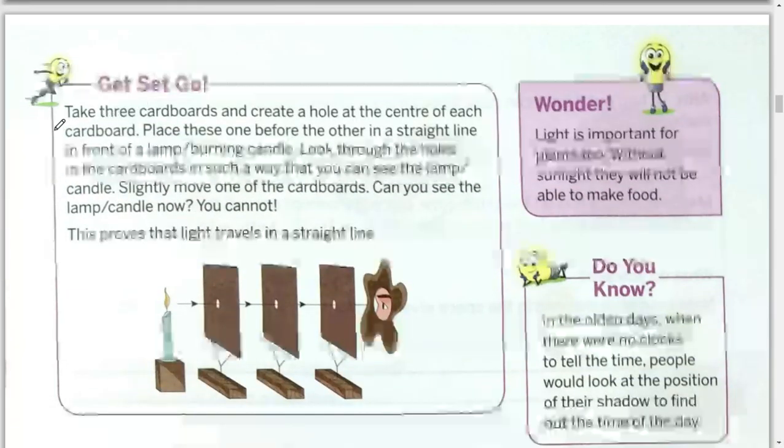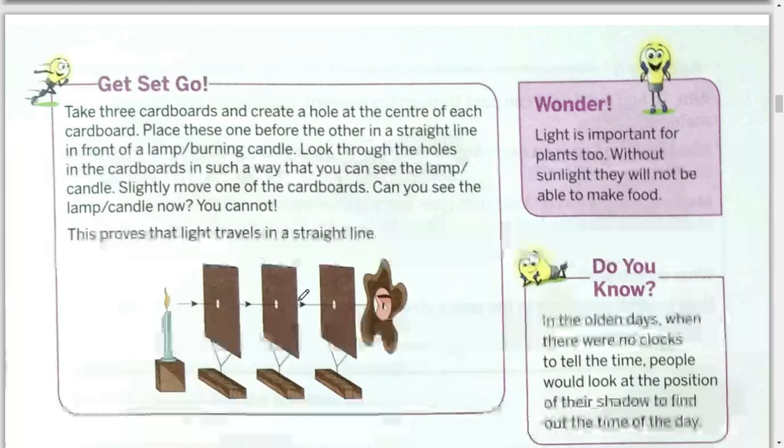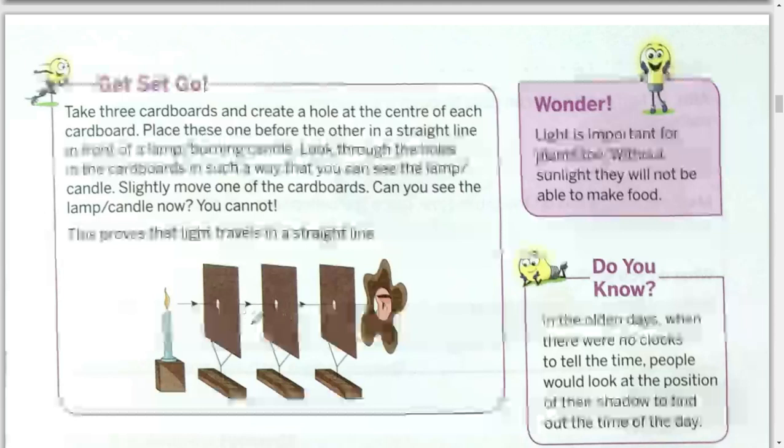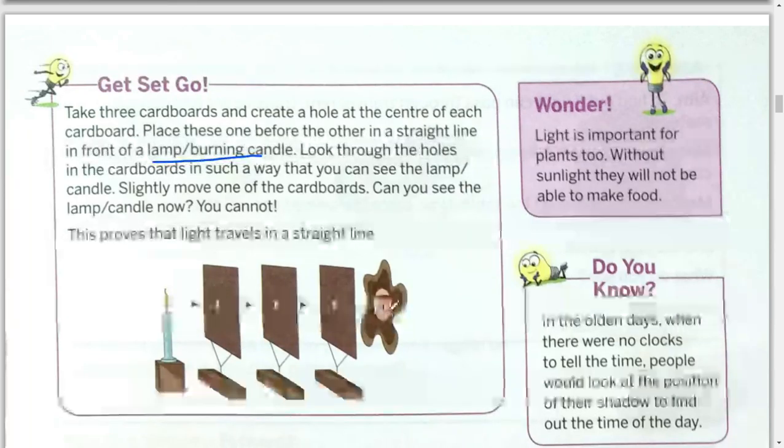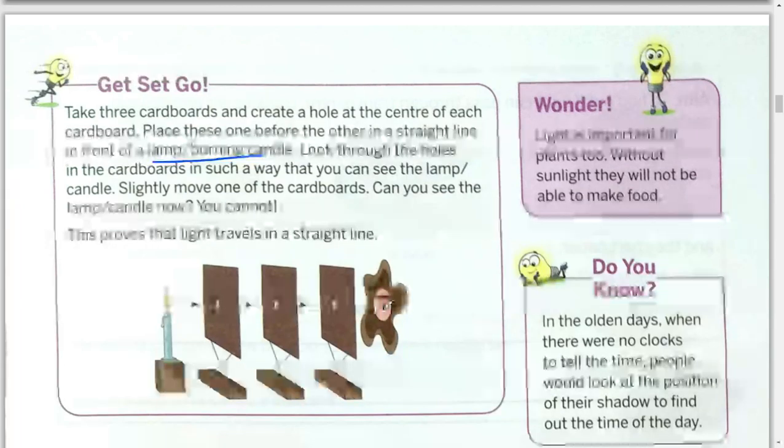Get set go. Take 3 cardboards and create a hole at the center of each cardboard. Place them one before the other in a straight line in front of a lamp or burning candle. Look through the holes in the cardboard in such a way that you can see the lamp or candle. Slightly move one of the cardboards. Can you see the lamp or candle now? You cannot. This proves that light travels in a straight line.